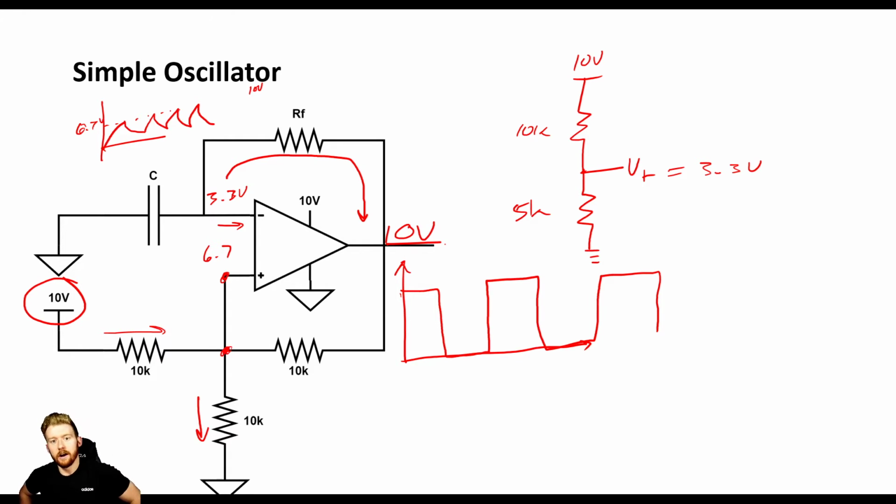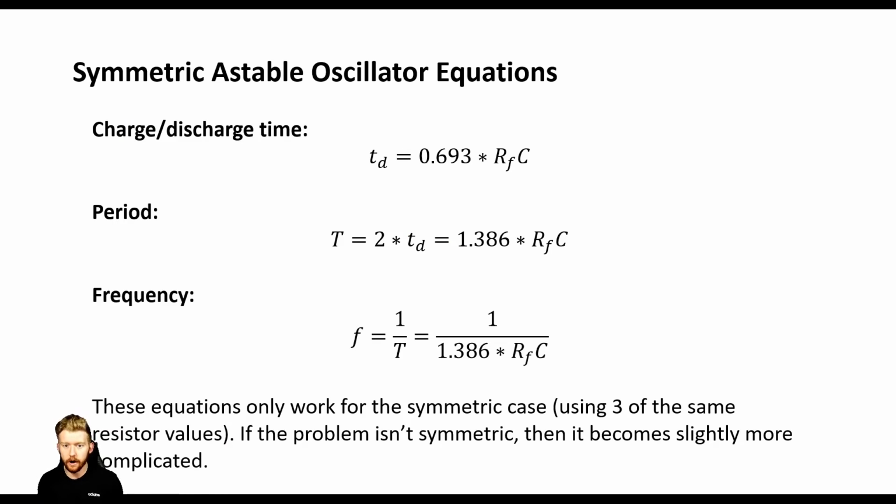Now, I haven't gone too far into the math on the capacitor and the resistor, how it charges and discharges, and how long it takes, because then it gets super duper math heavy. Okay, and I don't want this to be too math heavy. I just want this to be kind of a conceptual understanding. Okay, but if you are interested in the math, this is some of the math behind the charge and discharge time, the period, and the frequency.